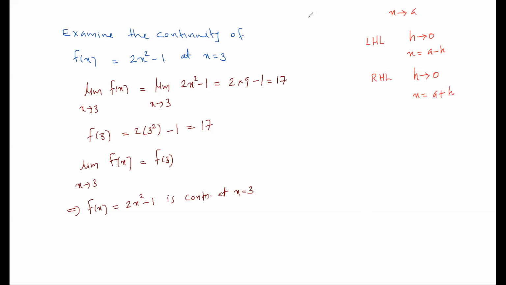So by doing that, there is no need to find the left hand limit and right hand limit here, because this is continuously defined as 2x square minus 1. As you approach 3 from the left side or from the right side, the function is the same, so it will approach the same number only. So there is no need to find the left hand limit and right hand limit separately, you can directly find. So we found that the limit of f of x as x approaches 3 and f of 3 both are the same, so that means the function is continuous.